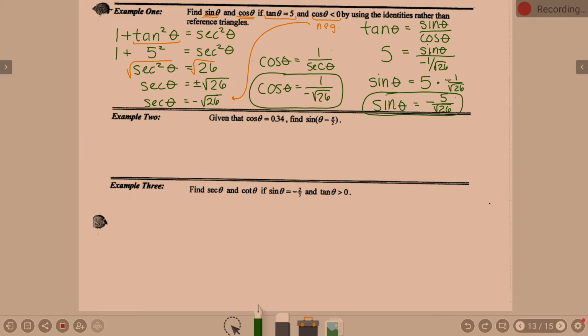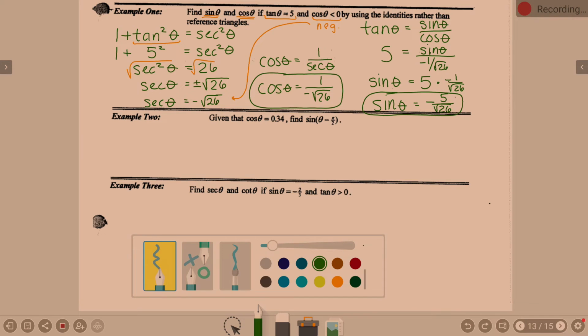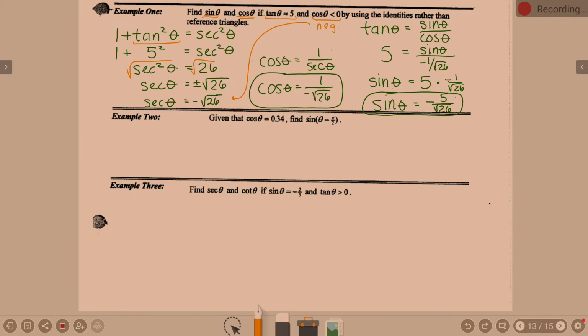Okay. Example 2. Given that cosine of theta is equal to 34 hundredths, find sine of theta minus pi over 2. Start checking out your identities and see if there's anything that strikes you as something we might want to use. Okay, so we're given this, we're trying to find this.